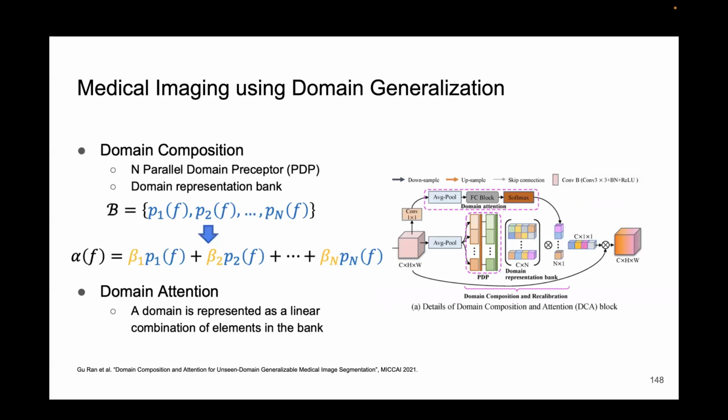From their inputs, they assume multiple feature maps from different domains are set in parallel, denoted as different colored blocks in between. So there will be this domain representation bank denoted by B, with P1 of input F, P2, until Pn. These are the features with respect to each of those different domains from the same inputs. And then they propose a domain representation, a linear combination of those different domain representations.